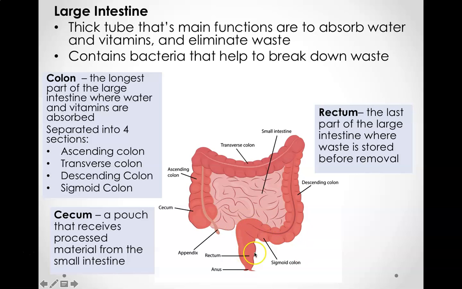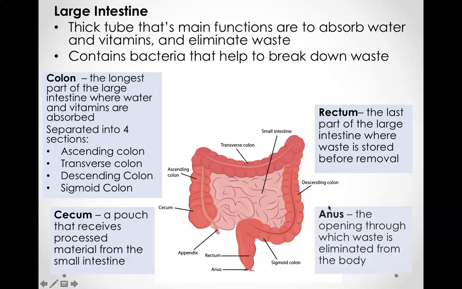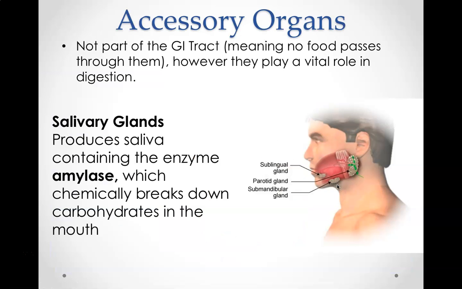So then we are at this final pouch here called the rectum, and that's where waste is stored before removal. And then last, another circular muscular opening, is the anus, through which waste is eliminated. So that was the GI tract. And the GI tract is where food is actually traveling through, but that's not everything that we need to talk about in terms of the digestive system.